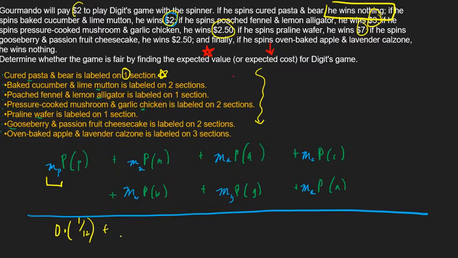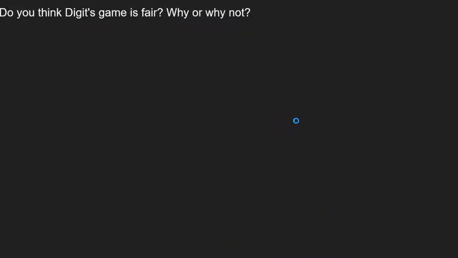And now I would just continue on that way, plus the money associated with, if he spins baked cucumber and lime mutton, he wins $2. So that'd be a 2 out in front, and then the probability of getting this, it's labeled on 2 sections, that would be 2 out of 12. And you would just continue on that way. Look up what the money is associated with spinning the poached fennel and alligator, and then multiply it by the probability of getting that. And just go all the way down the line. That's going to give you the formula for expected value once you have all that whole thing put together. And then you can simplify and see what your expected value or expected cost is for the game.